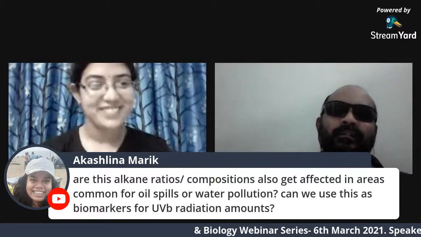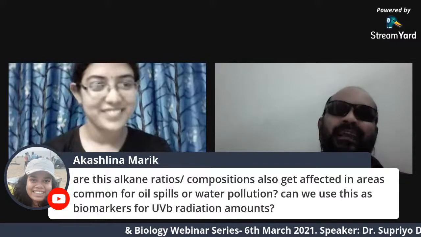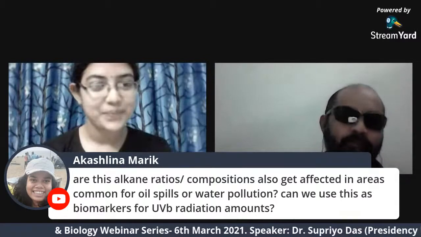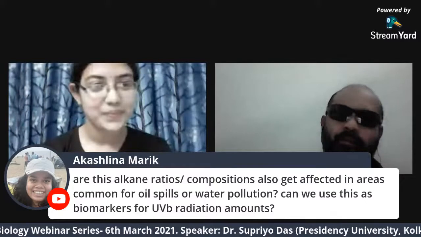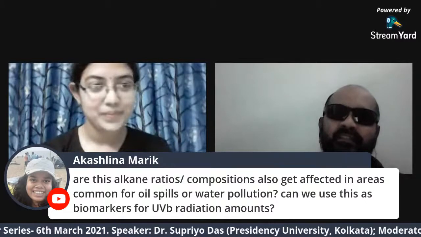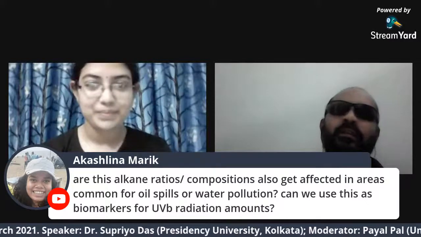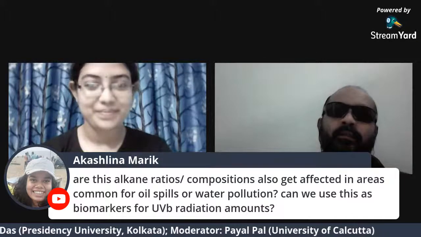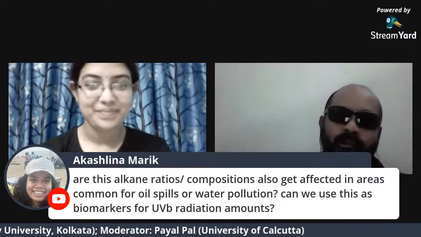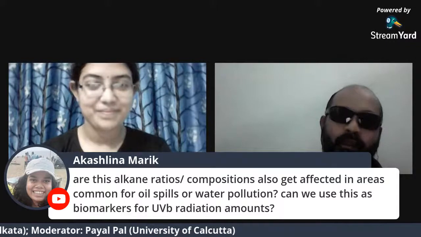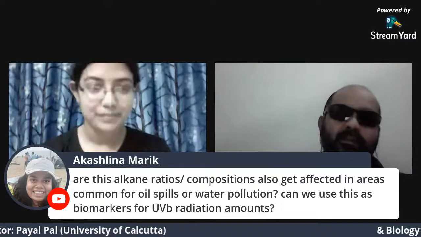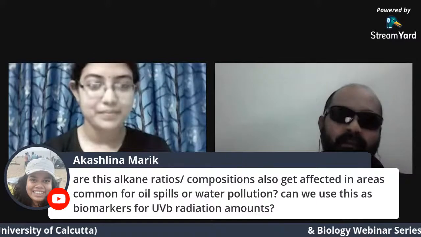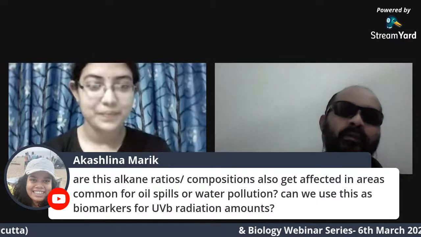Two things. First is that alkanes are present in petroleum hydrocarbon. They are present in vegetation, they are present in soil, even rocks. So they're everywhere. And they are primarily produced by vegetation. The source is vegetation. They get degraded, they get decomposed by bacteria.